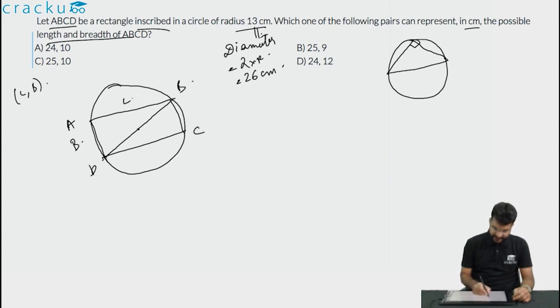Therefore the length of BD is equal to 26 centimeters. Now you already know that this is a right angle and this is 90 degrees. We will use Pythagoras theorem in this case also. So L square plus B square is equal to BD square because ABD is a right angle triangle.